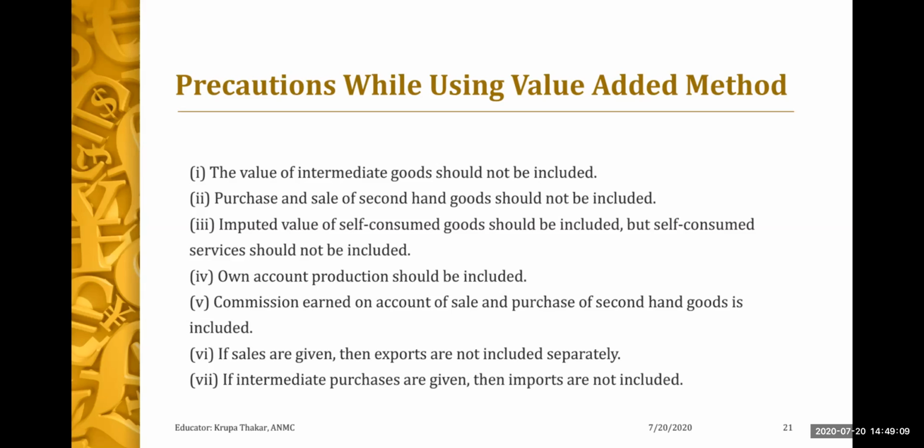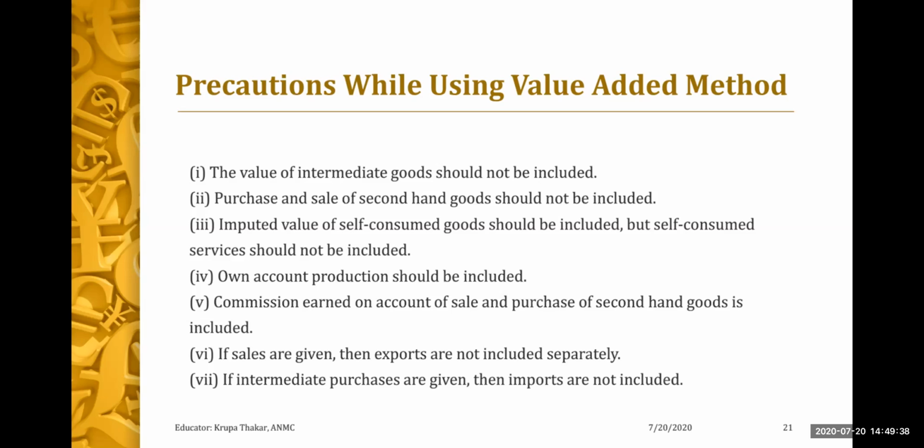So there are certain precautions while using the value added method. Firstly, the value of intermediate goods should not be included, as I just said. Purchase and sale of second hand goods should not be included, because such goods could already have been calculated in the previous years. Imputed value of self-consumed goods should be included, but self-consumed services should not be included.